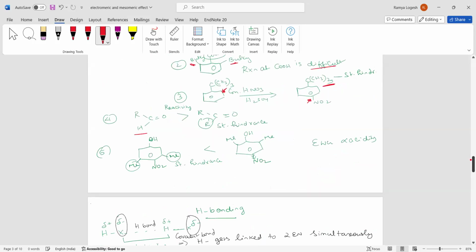Going for this, aldehyde and ketone. Aldehyde is generally more reactive than ketone. What is the reason? Here only one R is there, but in ketone we have two R groups. So it is sterically hindered. Therefore aldehyde reacts better than ketone.